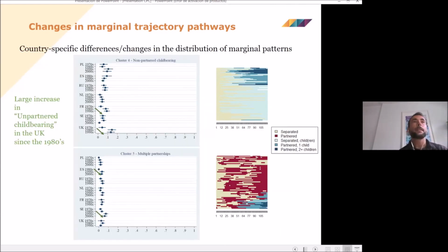The last thing I want to say is that, in fact, changes in these specific marginal pathways have been rather country specific. So here you can observe that the pathway of non-partnered childbearing has been growing in the 80s in France, but more dramatically in the UK. About 15% of women separating in the UK have children without a formal partner after separation. In contrast, the other pathway that we see below, of multiple partnerships, has become more important in other countries, in this case, in Spain and Sweden.